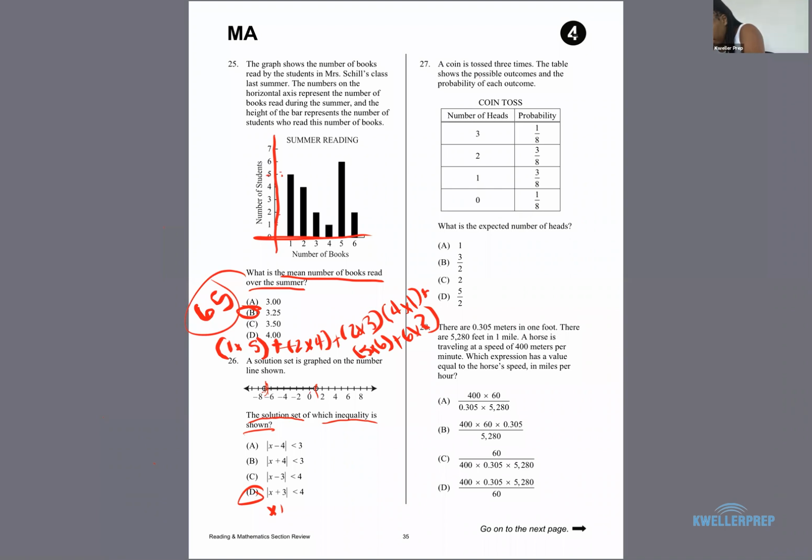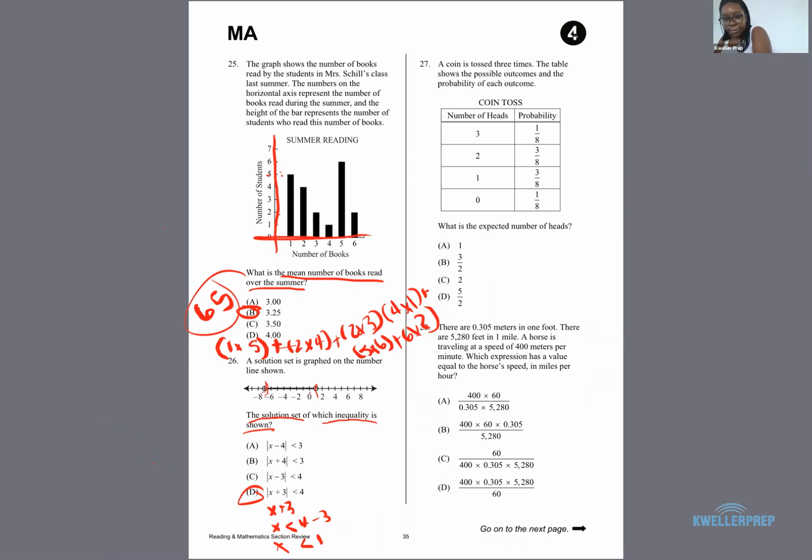x plus 3. So you subtract 3 here, and then you subtract the 3 there. x is less than 4 minus 3. So x has to be less than 1, which is true because here x is between 1 and negative 7, and it's not including it. So x is less than 1. That value is in fact true.